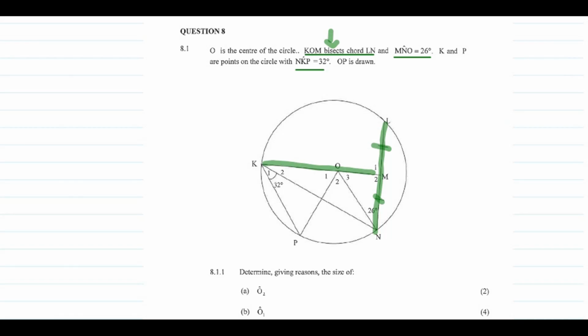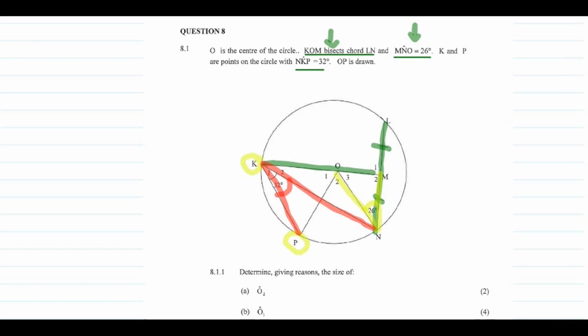Let's look through the next set of information that we are given. We are told that angle MNO is equal to 26 degrees, so that is simple: the angle there in our triangle MNO is equal to 26 degrees. We are told that point K as well as point P are points on the circle, meaning that they are points on the circumference of the circle. And lastly, we are told that angle NKP is equal to 32 degrees.